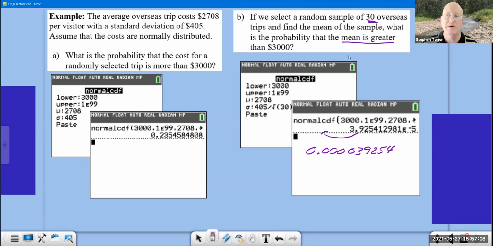Okay, so please pay attention in this chapter as to when you are dividing by the square root of n and when you are not dividing by the square root of n.